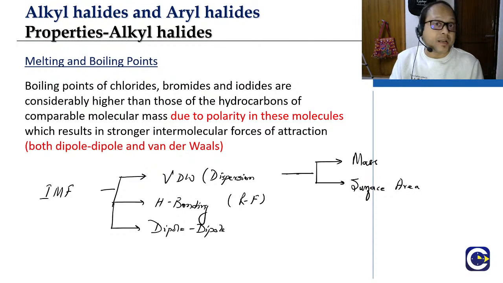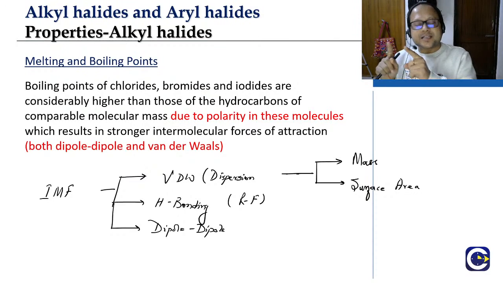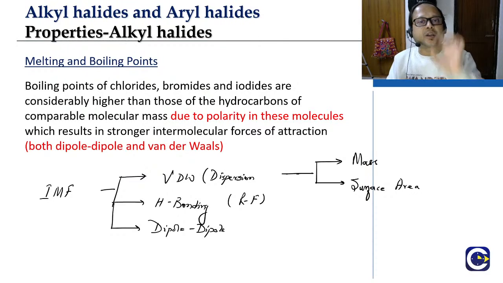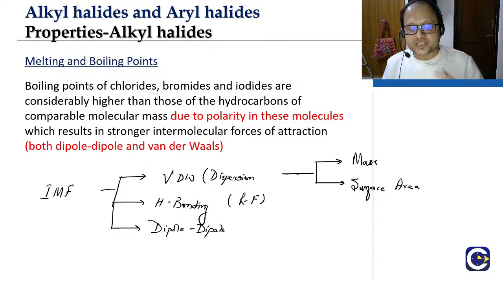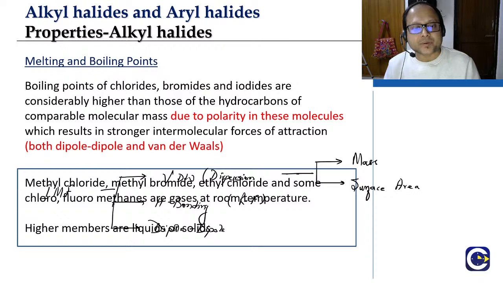Since surface area is important for van der Waals forces, therefore branching or straight chain will also definitely play a role, right? How it is going to be, let's see. I hope this part is definitely clear. Any doubt, please feel free to ask your questions. We'll be more than happy to answer them, right?